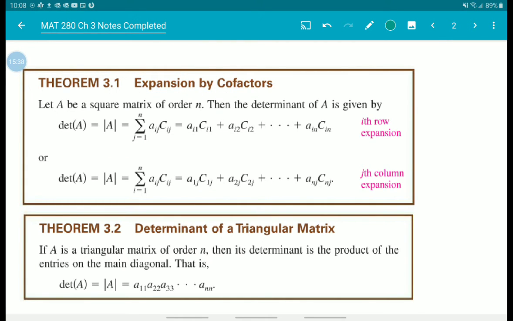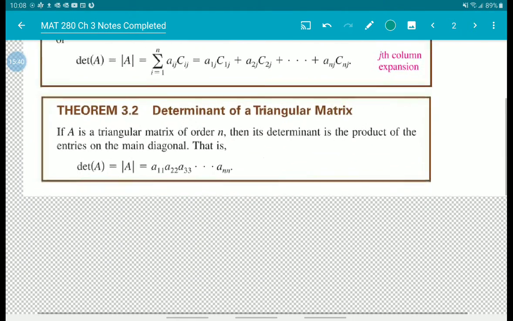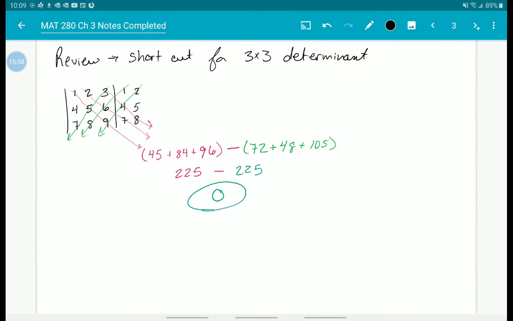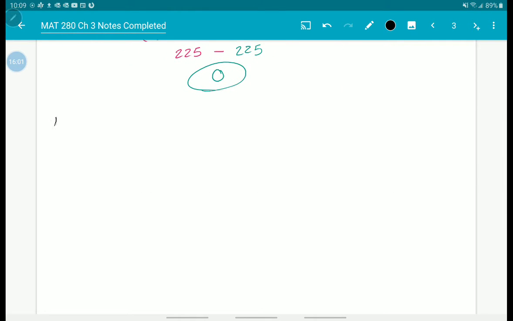So we've talked about cofactor expansion. Now I just want to do a few, and then we'll come back to talk about triangular matrices. So let's look at 14. We have the matrix -1, 0, 2, 1, and I'm going to find the determinant. So notice I'm changing that notation there. That lets me know that I need to take the determinant of whatever's inside.